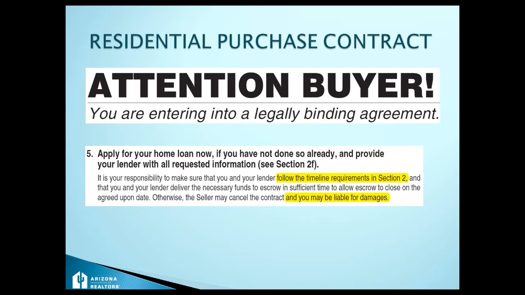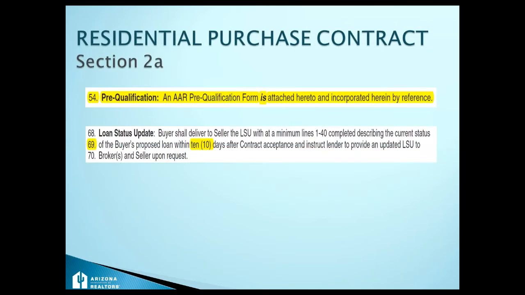So if we're taking a look at our PowerPoint, you'll see that on page 1, we're still reminding borrowers to track the time requirements and to get things done in a timely manner. When we take a look at section 2A, the pre-qual form, an AAR pre-qual form is attached and incorporated herein by reference. Let's touch on that because I think we've already received a question or two about that. And I have received questions as well. Questions like, well, I've got an old pre-qual form, and does an old pre-qual form go with the new purchase contract? And the answer to that question is maybe.